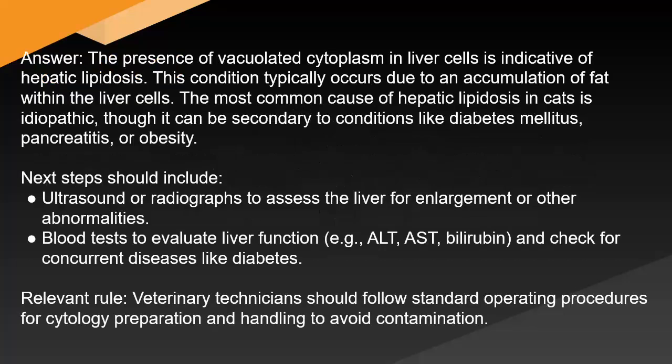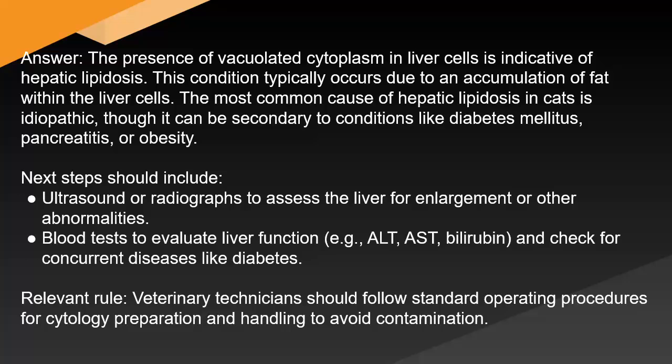Answer: the presence of vacuolated cytoplasm in liver cells is indicative of hepatic lipidosis. This condition typically occurs due to an accumulation of fat within the liver cells. The most common cause of hepatic lipidosis in cats is idiopathic, though it can be secondary to conditions like diabetes mellitus, pancreatitis, or obesity. Next steps should include ultrasound or radiographs to assess the liver for enlargement or other abnormalities. Blood tests to evaluate liver function, e.g., ALT, AST, bilirubin, and check for concurrent diseases like diabetes.